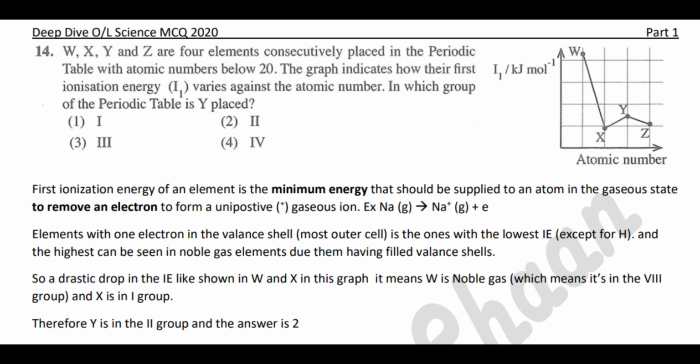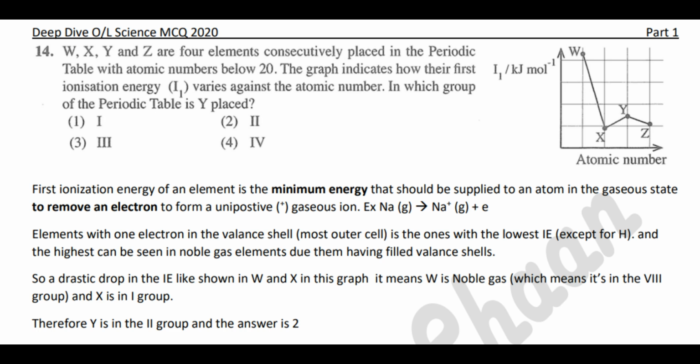Okay, we can see W, then we have a huge downfall, and we have X and a little up, Y, a little down, Z. Okay, let's talk about what first ionization energy is. First ionization energy of an element is the minimum energy that should be supplied to an atom in the gaseous state to remove an electron to form a unipositive gaseous ion.